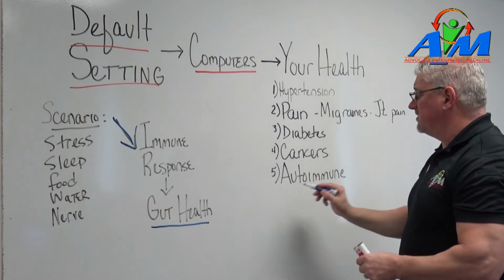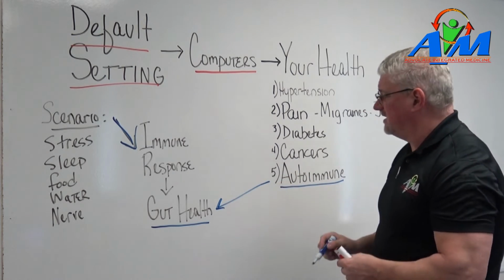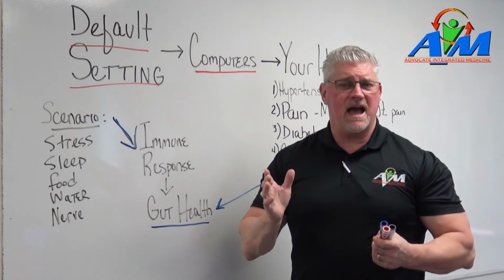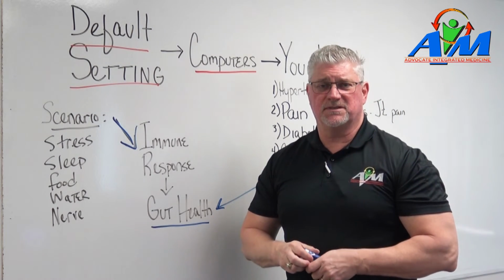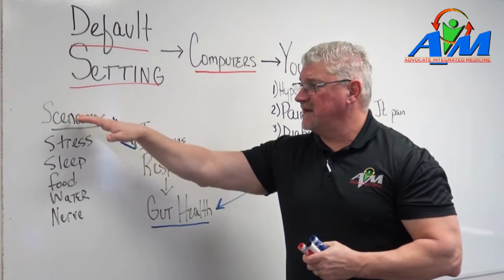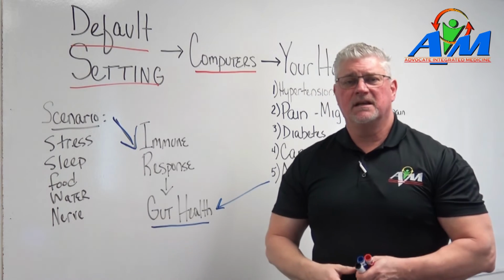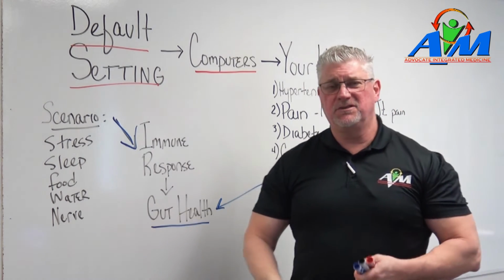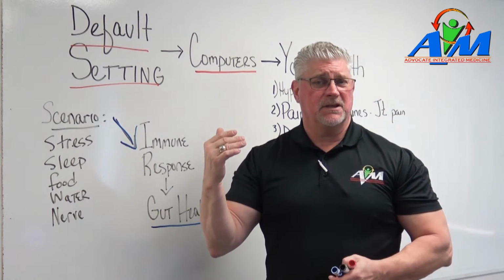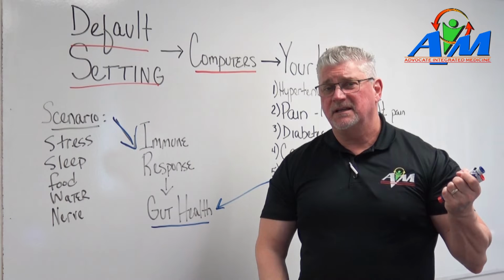We now know, folks, that autoimmune issues are directly tied into your gut health. So this is something that I want you to look at. Think about your personal situation. Think about whenever your scenario occurs, what happens in your life? Do you develop back pain? Do you develop migraines? Does your blood pressure elevate? Do you start to eat poorly and therefore your blood sugar levels come up?